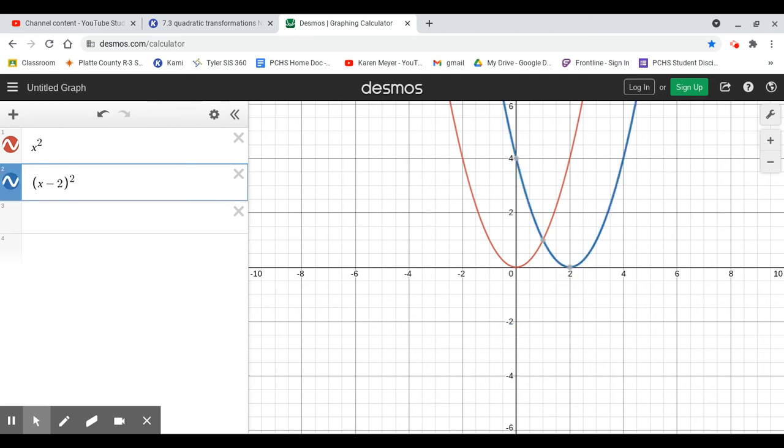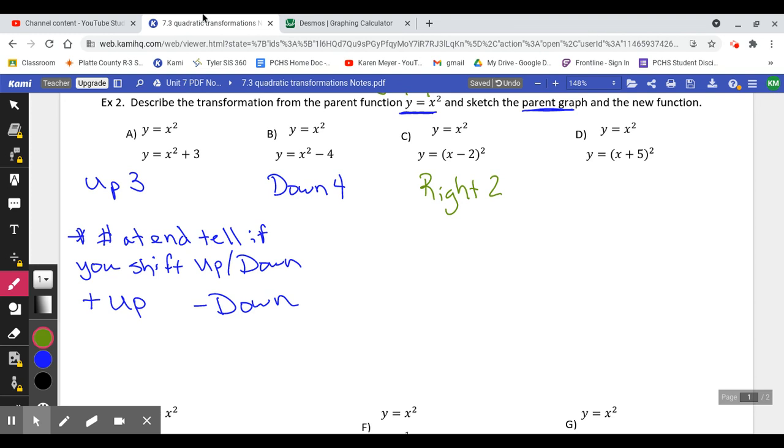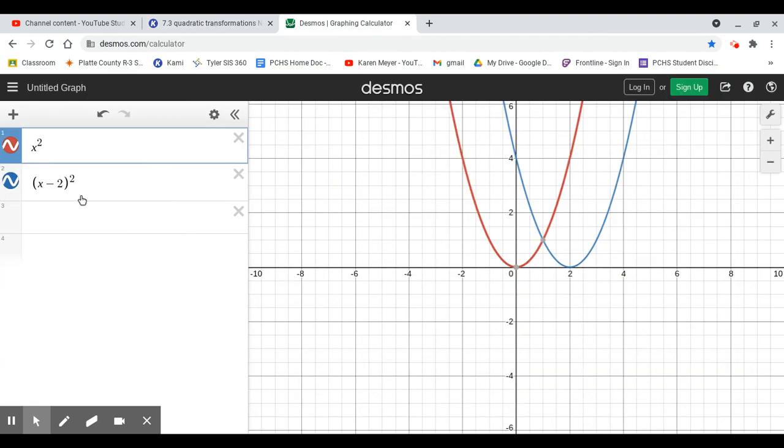So when you look at this one, remember red is the original, blue is the new one. Instead of shifting up and down, do you notice that we shifted it to the right? So remember, if it's in parentheses, kind of like what we talked about with exponentials, but this time if it's in parentheses, it's the opposite of what it looks like. So here you would say right 2. And then you come over and we'll make it x squared plus 5 here.